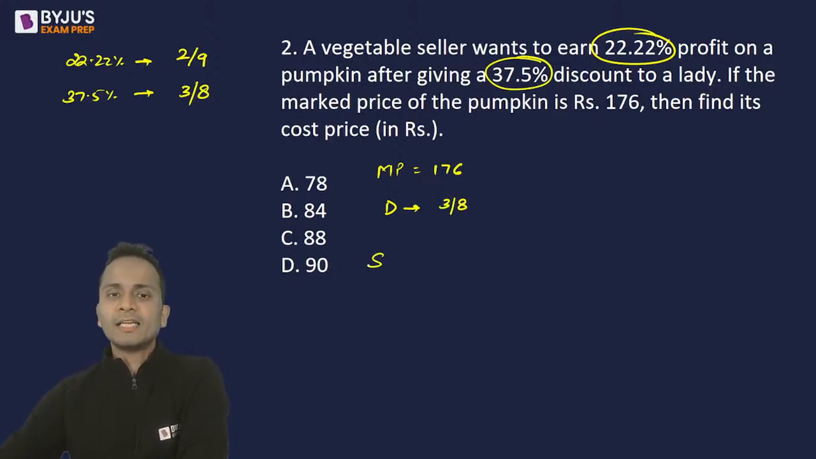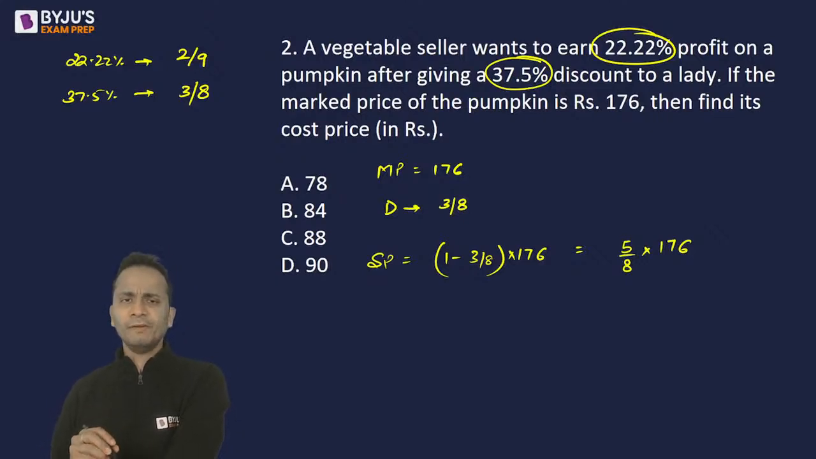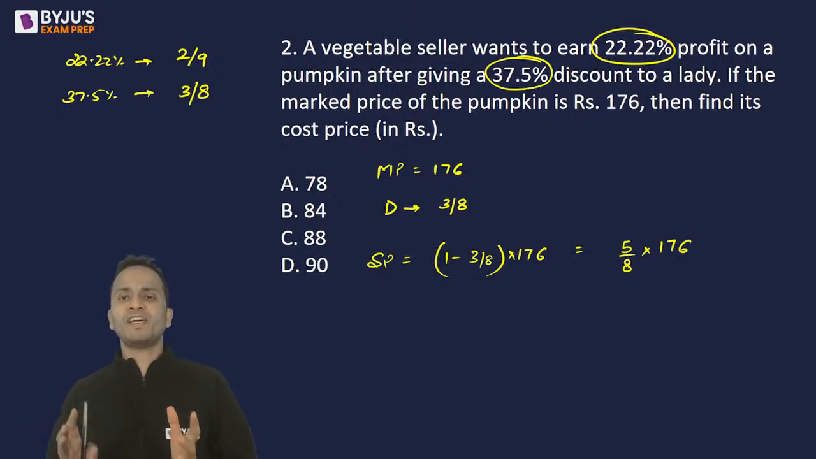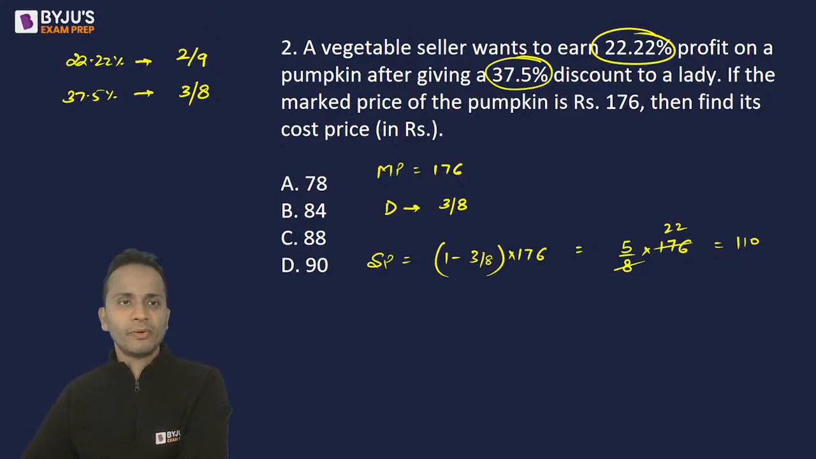So I can say that the selling price will be 1 minus 3 by 8 times the marked price, which is 176. Now 1 minus 3 by 8 is 5 by 8. 5 by 8 times 176 will be the selling price of this article. The discount 3 by 8 is given, 1 minus 3 by 8 is 5 by 8, so the selling price will be 5 by 8 times the marked price. Now simplify this: 8 and 176 will get cancelled, so you will get 22. So 22 into 5 is 110. So the selling price comes out to be 110, right?